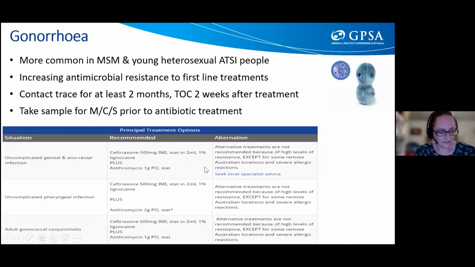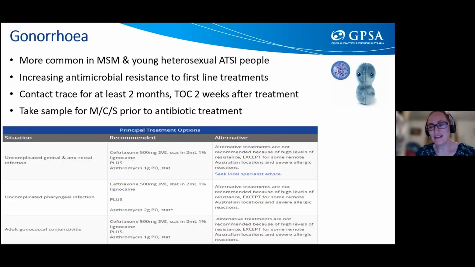Moving on to gonorrhea. It does tend to be more common in men who have sex with men and younger heterosexual ATSI populations, but we are seeing a lot of it in our heterosexual populations too, more and more gonorrhea cases over the years. And unfortunately we are seeing increasing antimicrobial resistance to our first line treatments. So for gonorrhea, you need to contact trace for 2 months prior, and you must do a test of cure at least 2 weeks after treatment.